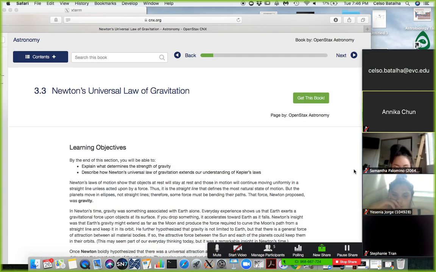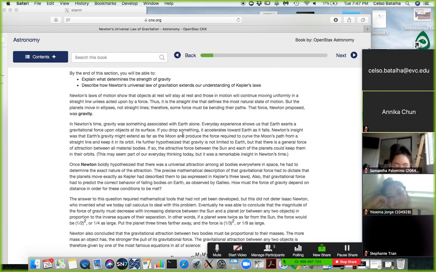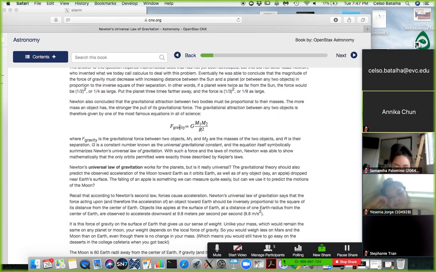But for now, I want to focus on the universal law of gravitation. And this was one of the most intuitive and greatest visions of Isaac Newton, in the 1700s, and that is that the force that attracts the Earth to the Moon is given by a constant multiplied by the mass of the Earth, the mass of the Moon, divided by the square of the distance between the Earth and the Moon.